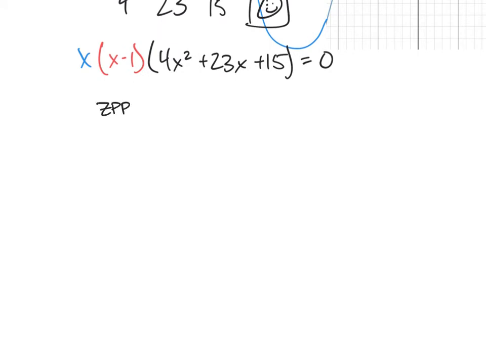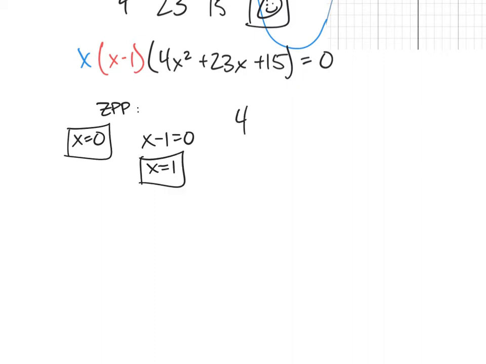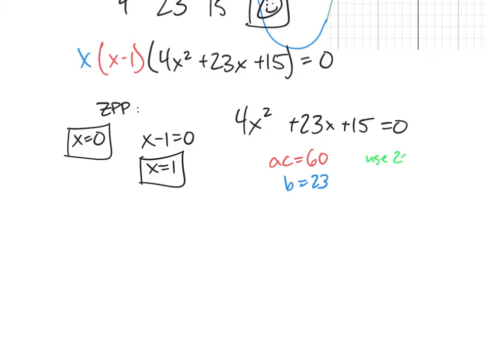So, hey look, I think this factors. AC is 60, B is 23. Two numbers that multiply to 60 and add to 23 are 20 and 3. So 4x squared goes here, 15 goes here. I'm going to use 20x and 3x.